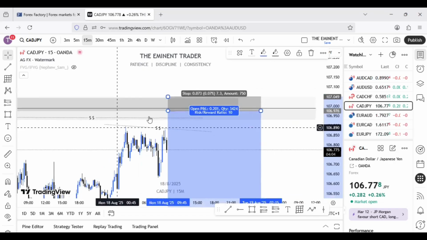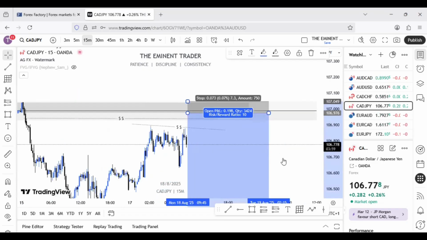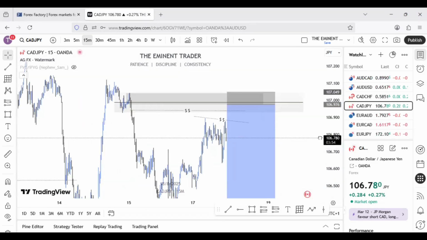Price will still come back for it. There's liquidity above, so there's no need to panic to enter this market. So that's that for me. That's a clean 10-hour setup.